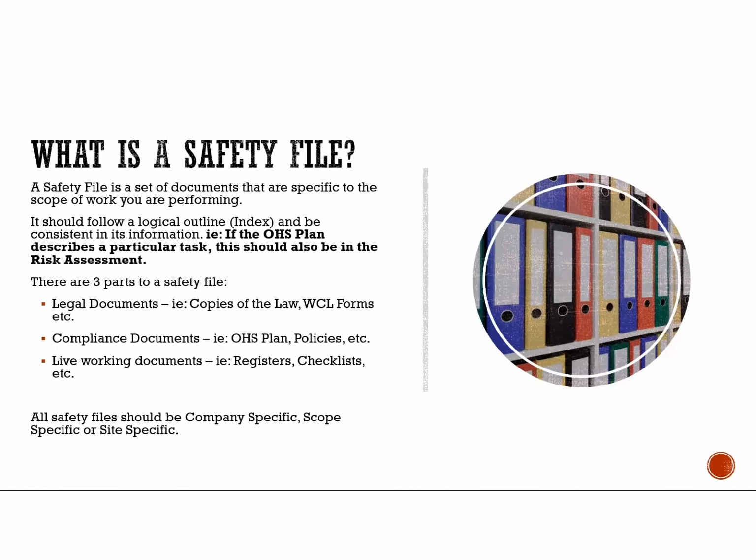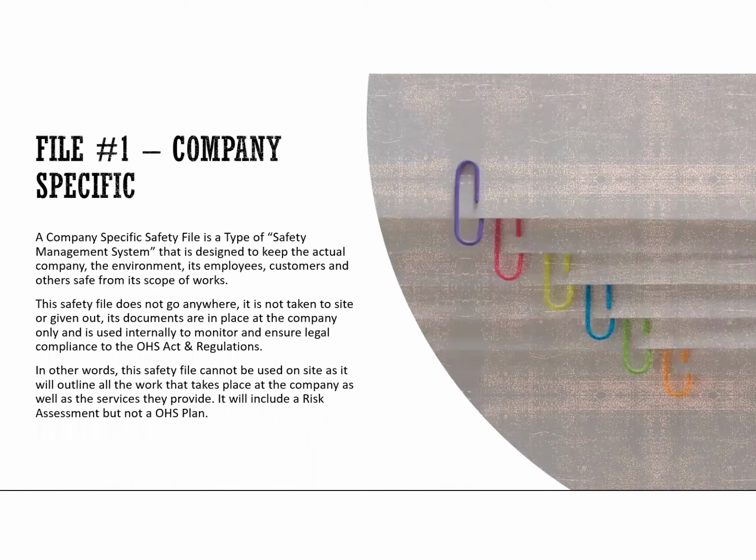So let's take a look at the 3 different types of files you probably will have. The first one, and this is a file that every single company must have. It is a company specific safety file. This is the type of safety management system that is designed to keep the actual company, the environment around you, your employees, your customers, and any other person safe from the scope of work that you are performing.